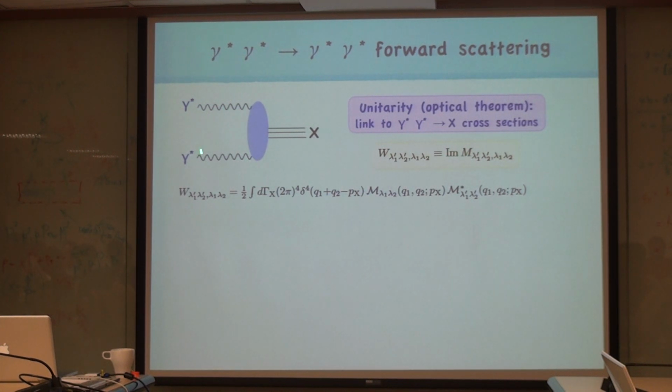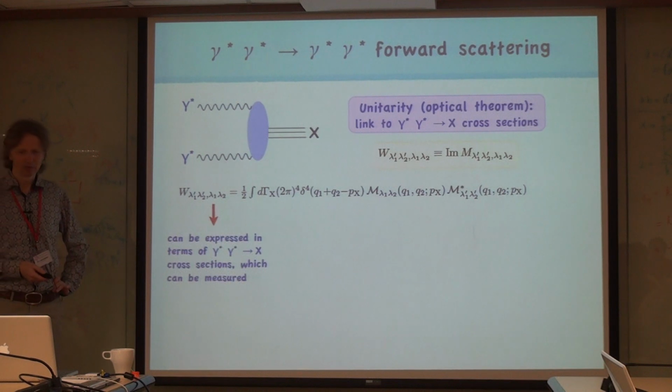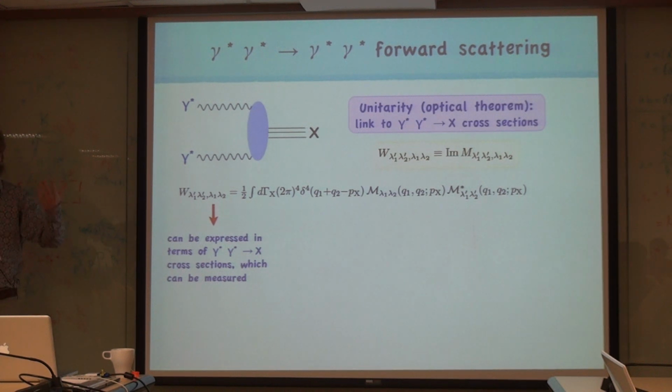Now you can relate the imaginary parts of these helicity amplitudes to the scattering of 2 virtual photons into hadronic final states, through the optical theorem or unitarity, and this gives rise to cross sections. The optical theorem allows you to write the imaginary part as a phase space integral, the usual phase space integral of the square of these amplitudes. This can be expressed in terms of gamma star gamma star to X cross sections, which can be measured. In the end, we would like to connect this to experiment in order to have as model independent constraints as possible when we use it in the g-2.